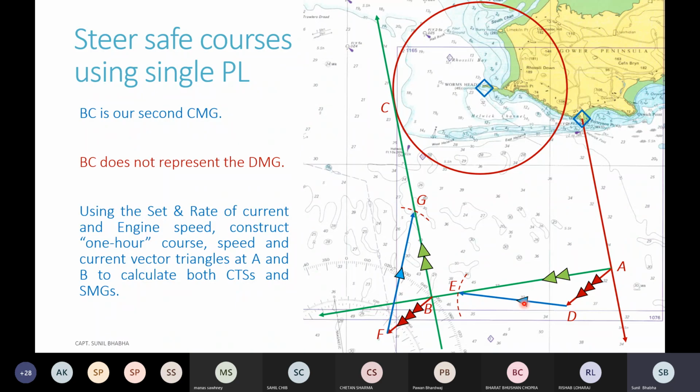So we know both the courses to steer, and we can also find out the speed made good on both the legs. AE, as we saw just now, gives us the course made good and speed made good for the first course, and the BG vector gives us the course made good and speed made good for the second course.